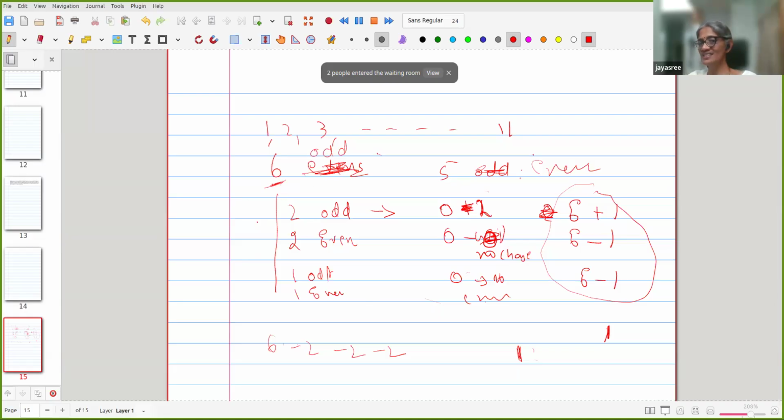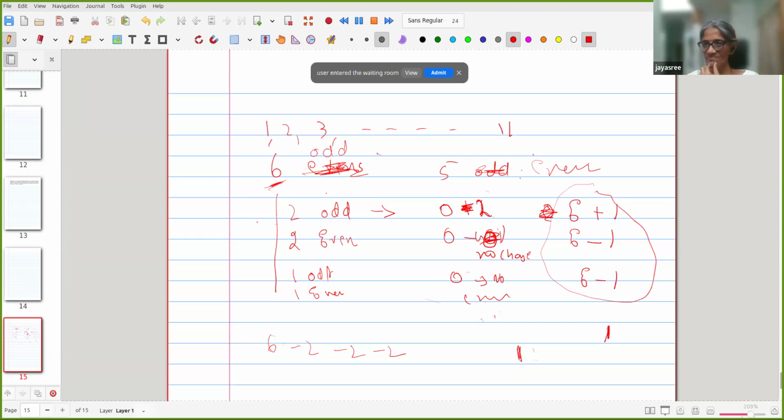We started with 6 odd numbers, and the number of odd numbers changes in steps of 2. So the number of odd numbers will always have to be even, and therefore we cannot end with an odd number. We always need to end with an even number.